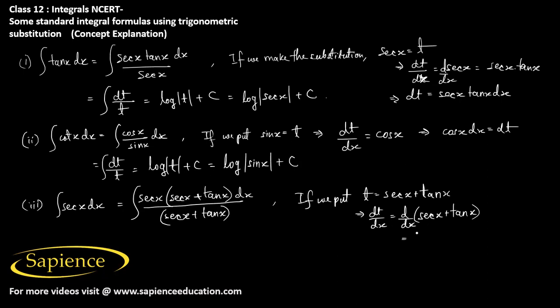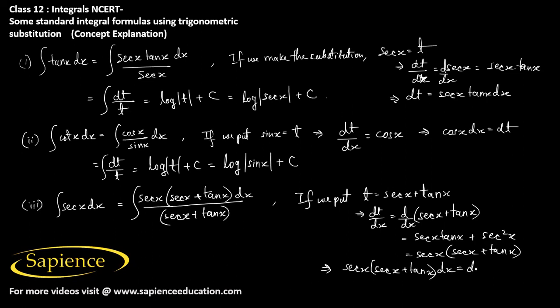So d by dx of sec x is sec x tan x, plus d by dx of tan x is sec square x. So this can be written with sec x taken as common, and this will be sec x into sec x plus tan x. Therefore this sec x into sec x plus tan x into dx can be written as dt, if we take t as sec x plus tan x.